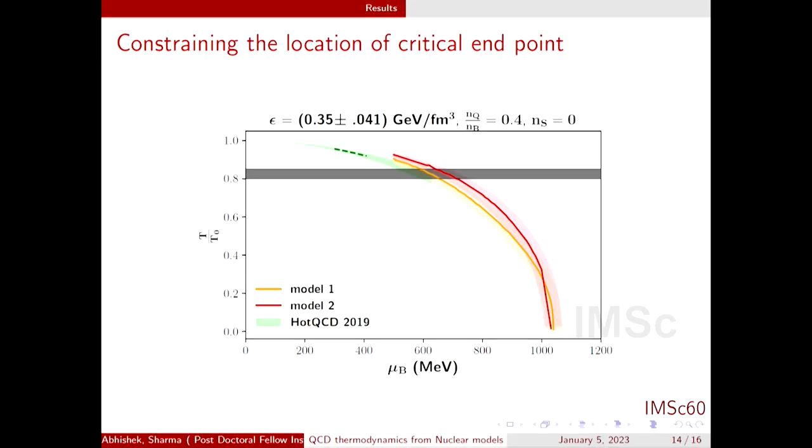So if this is the line of chemical freeze-out, any phase transition should happen only above the band. From the lattice QCD, it is also known that T by T naught for the critical endpoint lies below a value of 0.85. If it lies in a range of 0.8 to 0.85, then we get the gray band. And from the intersection of these two bands, one can put a lower bound on the location of the critical endpoint. So now I will summarize.